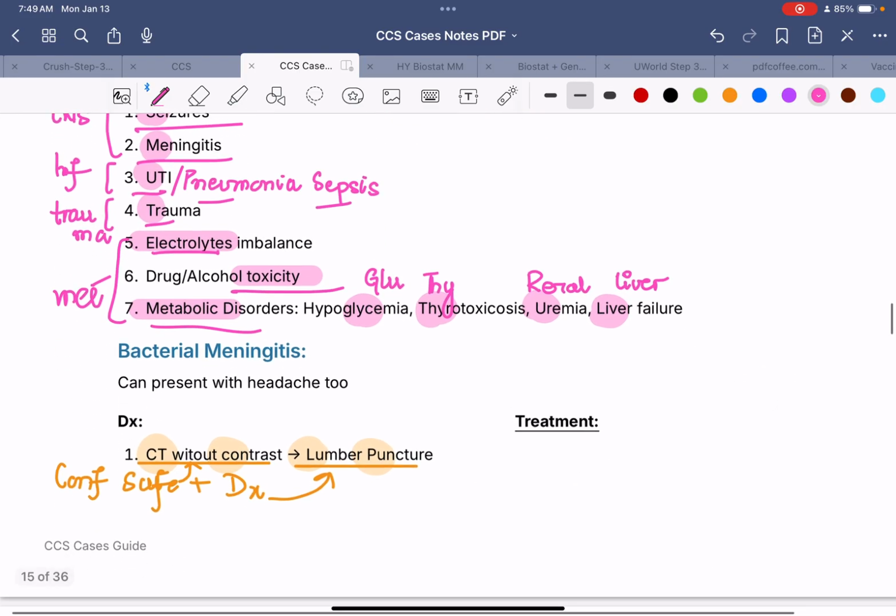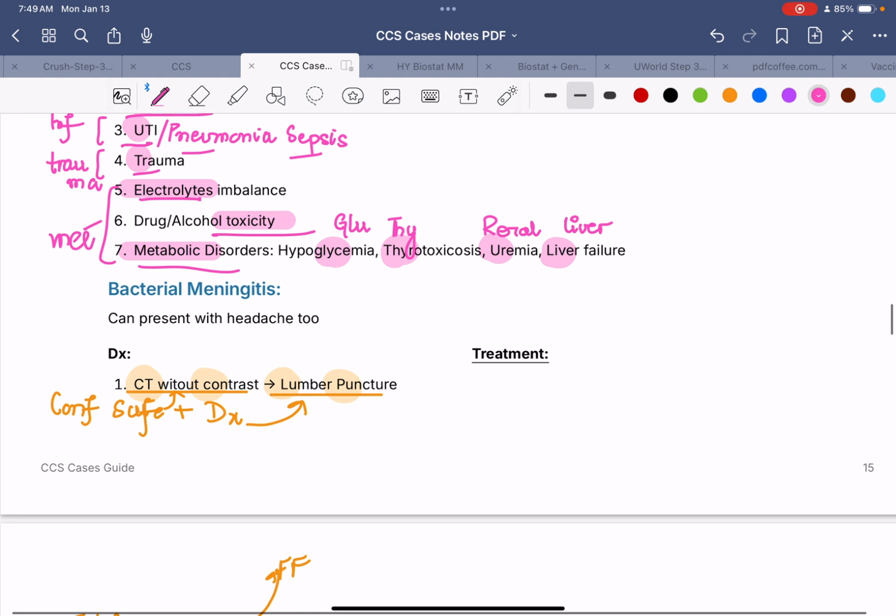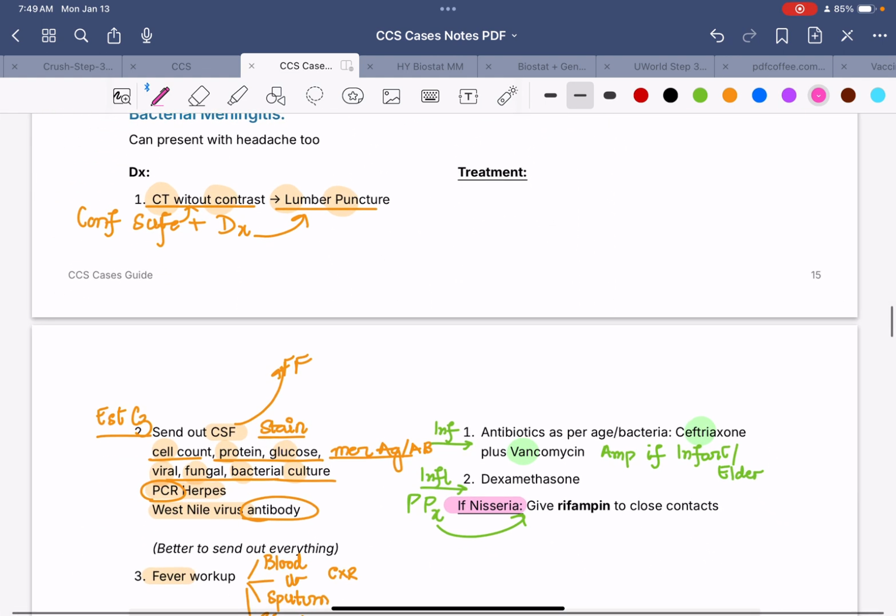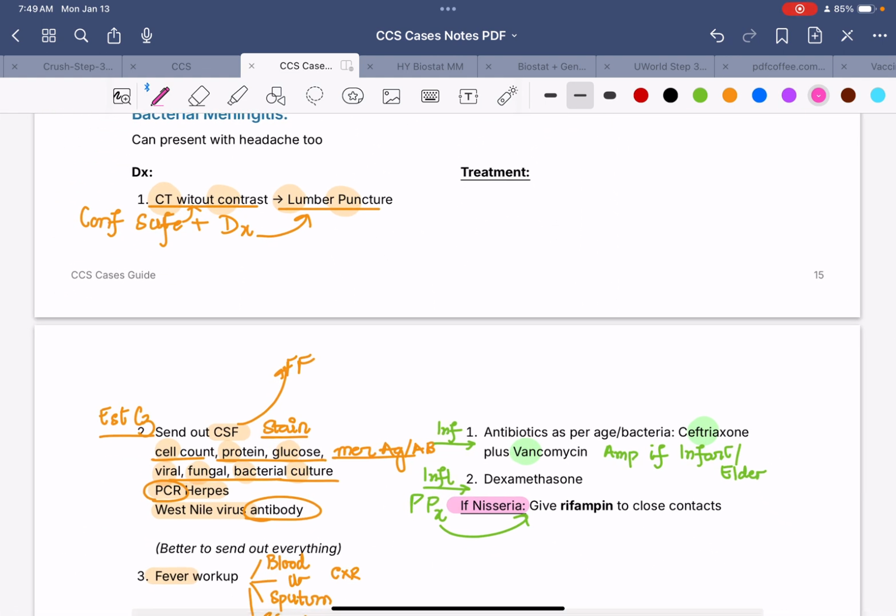Next up, we have bacterial meningitis. So the goals of diagnosis for bacterial meningitis would first of all be that we have to confirm the diagnosis, and we confirm the diagnosis of course by taking the CSF out in the form of lumbar puncture. But before we do the lumbar puncture, we are concerned that if the intracranial pressure is high, it might cause brain herniation and death of the patient.